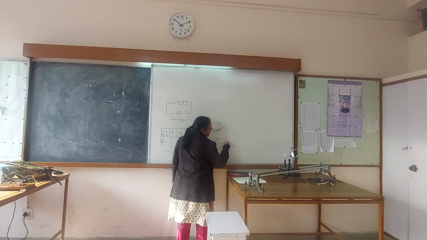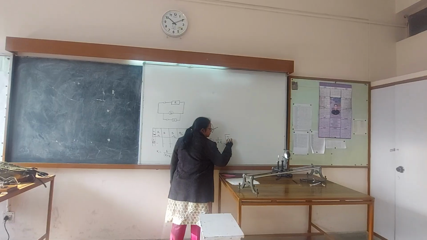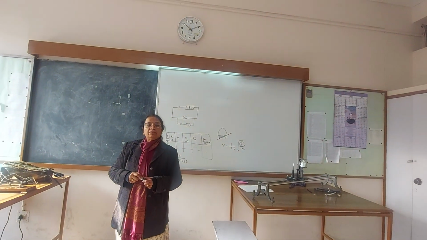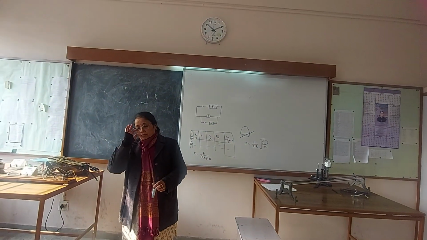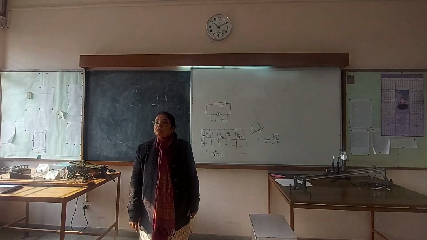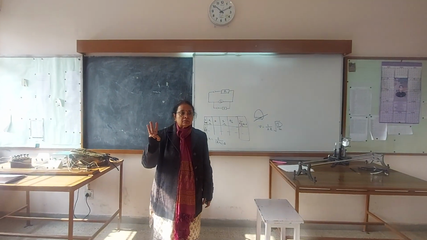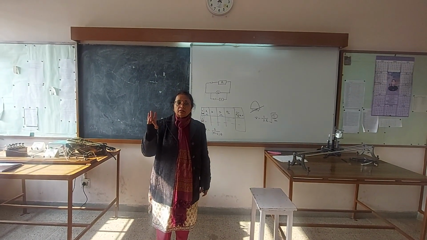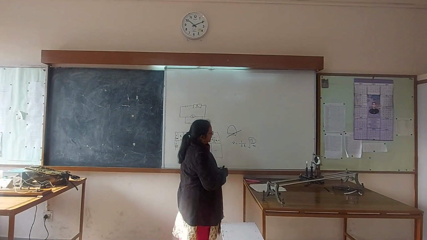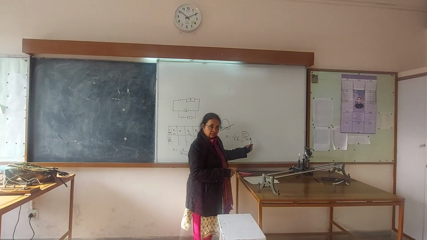Frequency is 1 by 2L under root T by M. What is T? Tension. How are we giving it? With the help of masses that are hanging. What is the value of one mass? 200 grams. So 3 readings? 200, 400, 600. All the 3. Right? Now the value corresponding to each mass, tension.